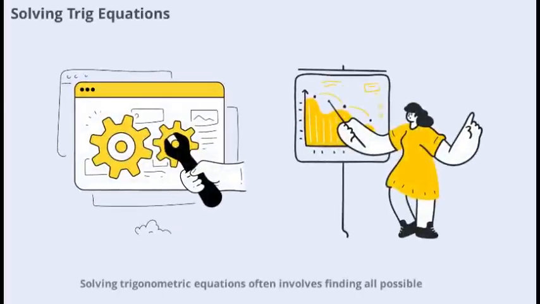Solving trigonometric equations often involves finding all possible values of an angle within a given range. For example, if you're asked to solve 3 cos theta plus 2 equals 0 for 0 degrees less than or equal to theta less than or equal to 360 degrees, you first isolate cos theta, then use the quadrant rules to determine all possible solutions. The key is to find the principal angle, then use the quadrant relationships to find all valid angles within the specified range.